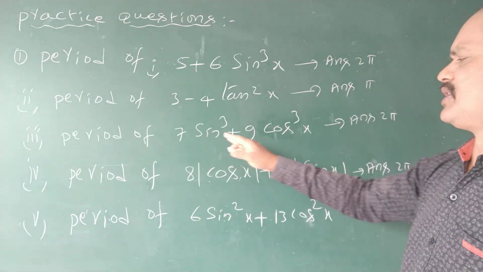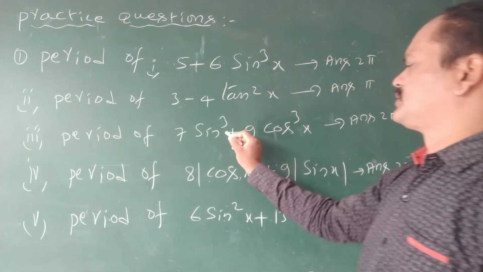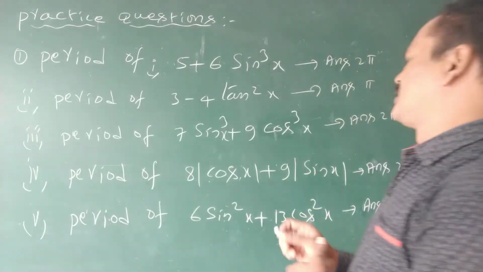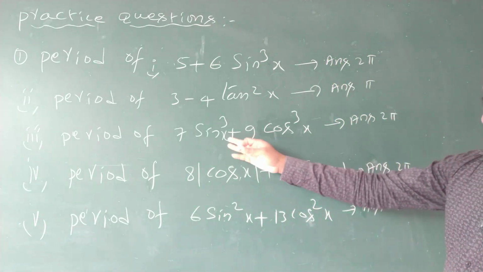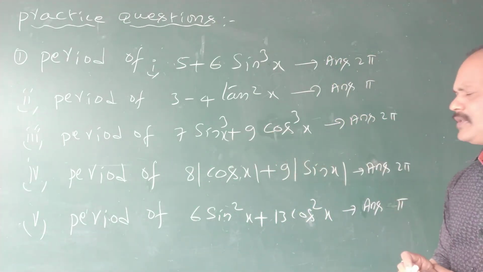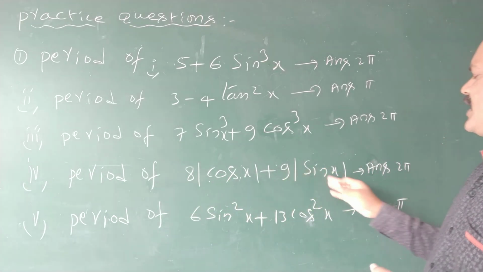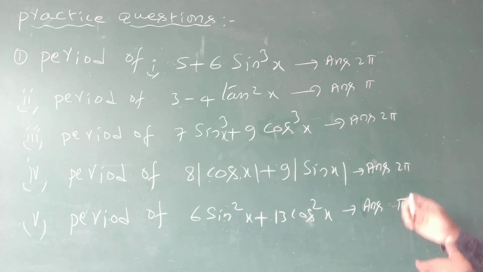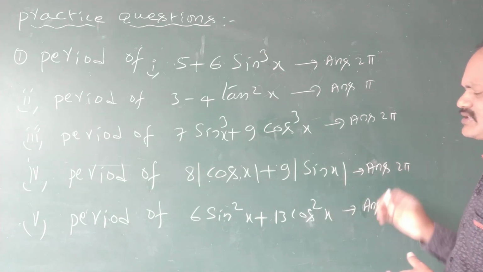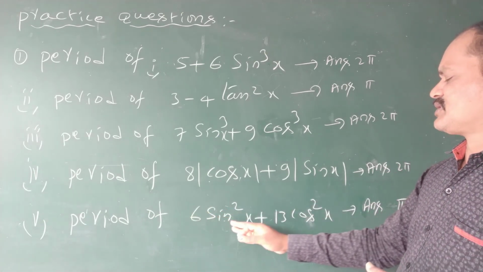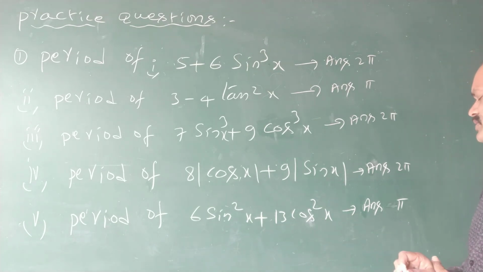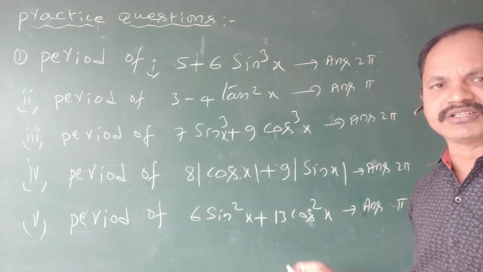Now the period of 7 sin cube x plus 9 cos cube x: its power is odd, that's why the period is 2 pi. And the period of 8 mod cos x plus 9 mod sin x is pi, since the coefficients are different. And the period of 6 sin square x plus 13 cos square x is pi, since the power is even.